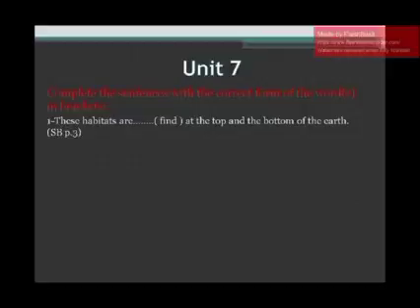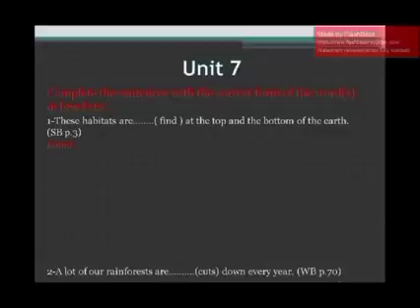These habitats are found at the top and the bottom of the earth. Here we can see that we use are, verb to be, of course. These habitats are an object, then followed by are, so must be followed by the past participle of the verb find, which is found. So the correct answer is these habitats are found at the top and the bottom of the earth.